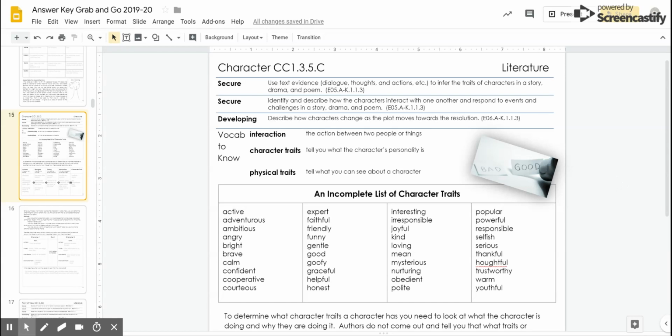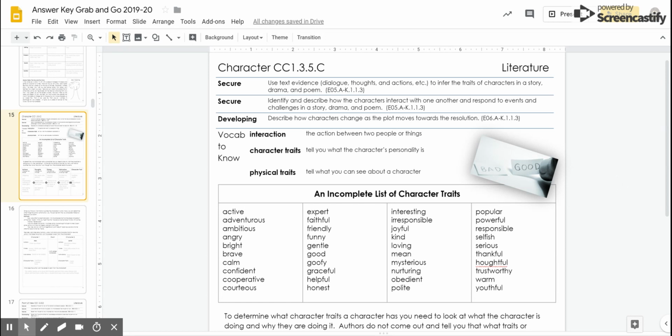I'm going to open to page 15 in the Grab and Go and look at characters and character traits. And this is a literature skill that we're going to look at. Two of the secure things we need to be able to do as fifth graders. We need to use text evidence, and this would be in terms of dialogue, words that they say, thoughts, and actions to infer the traits of a character in a story, drama, or poem.